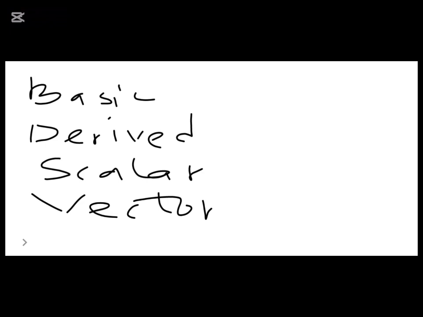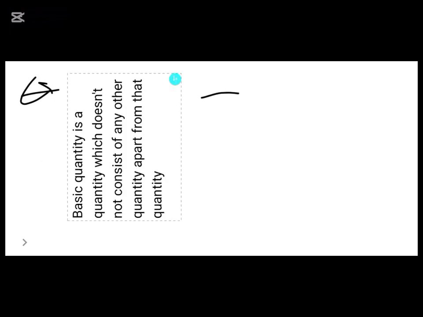A basic quantity is a quantity which does not consist of any other quantity apart from that quantity only. As the English goes, basic quantity. When we say something is basic, we don't expect the thing to be more complex, like basic schools. Anything basic is not that complex. That's why it is made up of only one quantity.